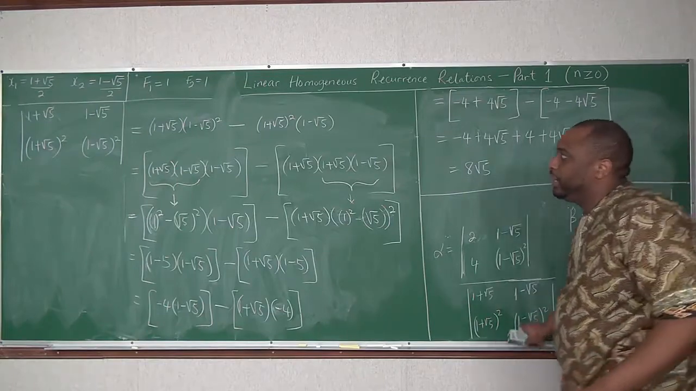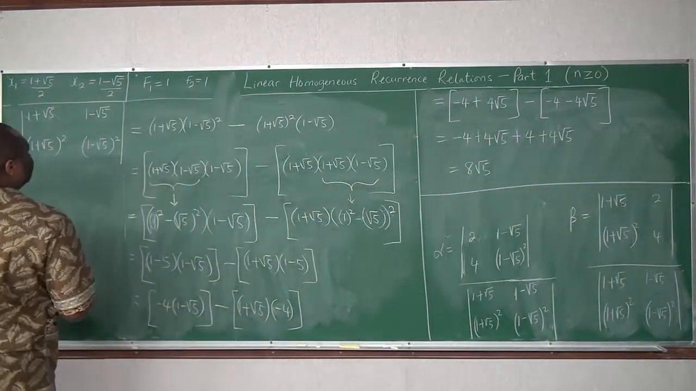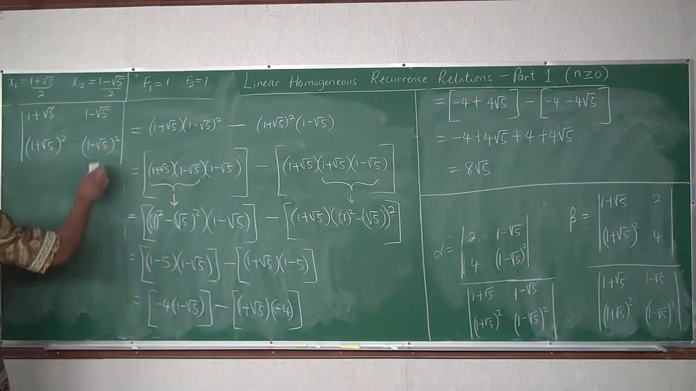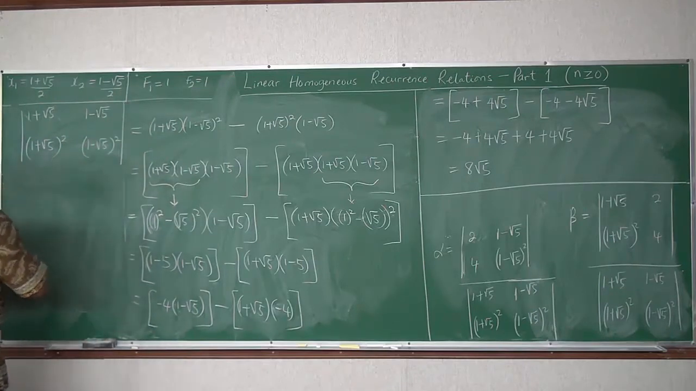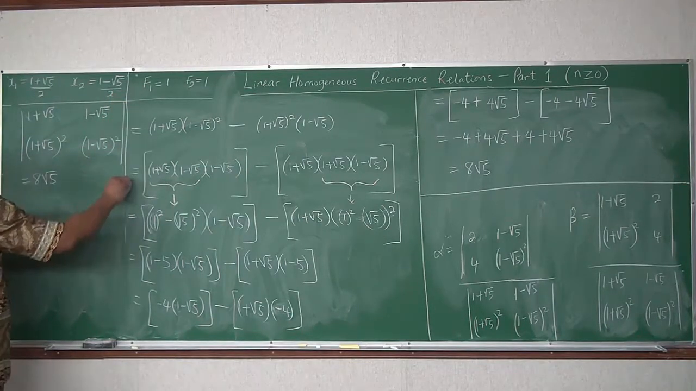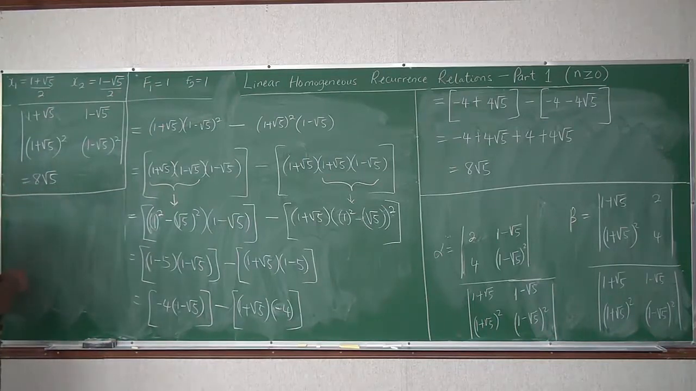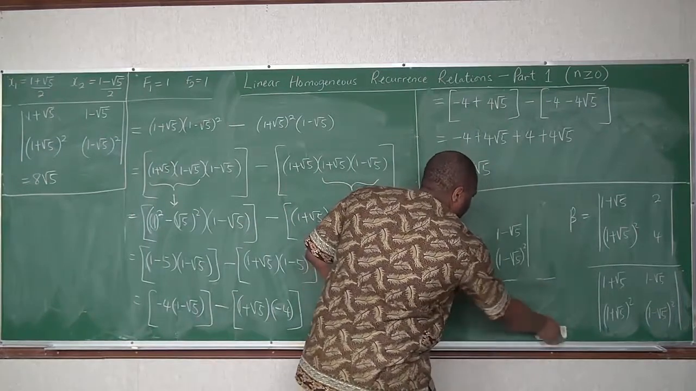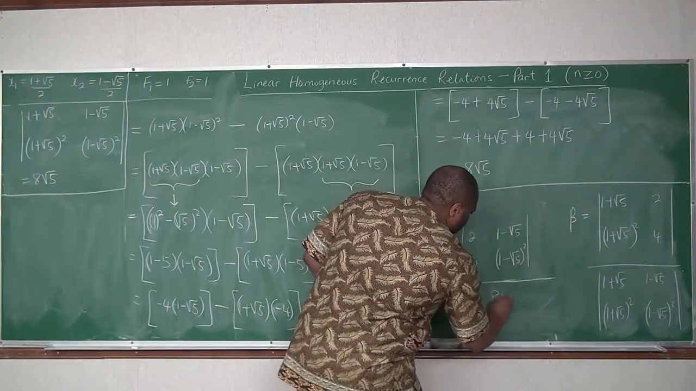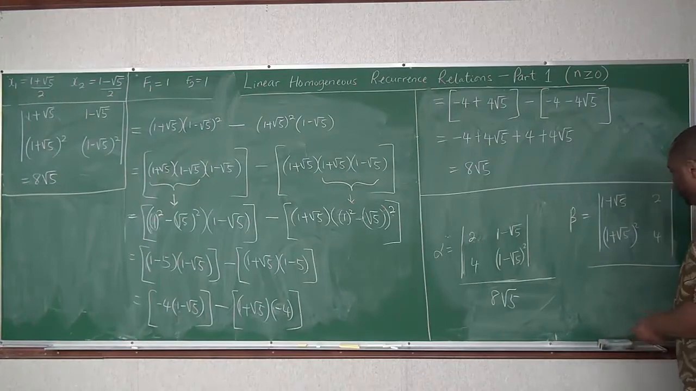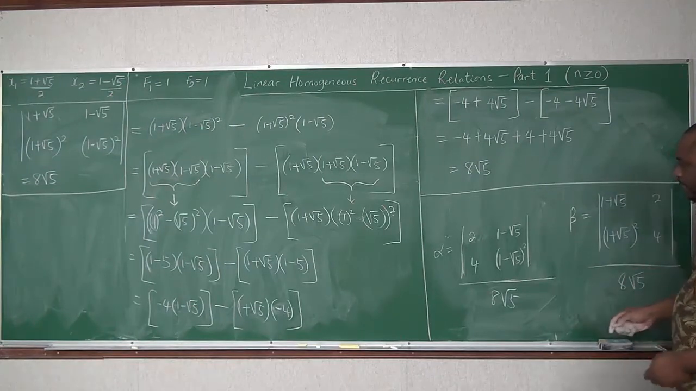So let's write it somewhere. Let's write it here. That this determinant is 8 root 5. Oh, you know what? Let's now come over here and we just write this 8 root 5, and then 8 root 5. Because we need space. 8 root 5. Okay?